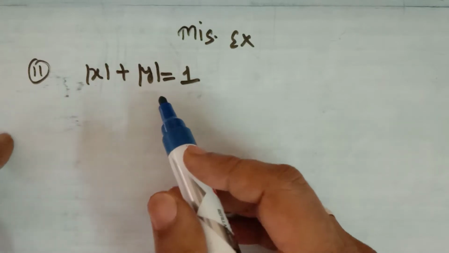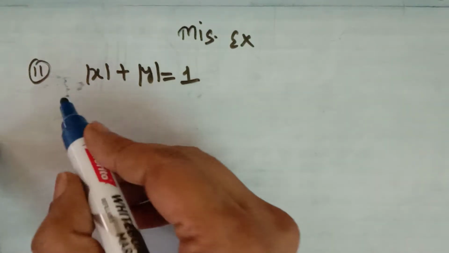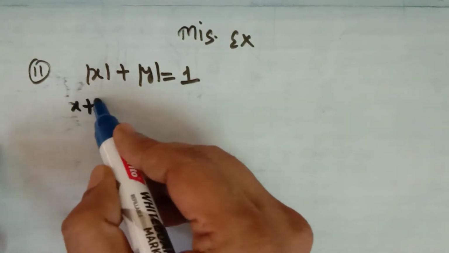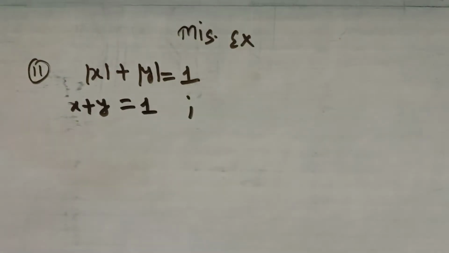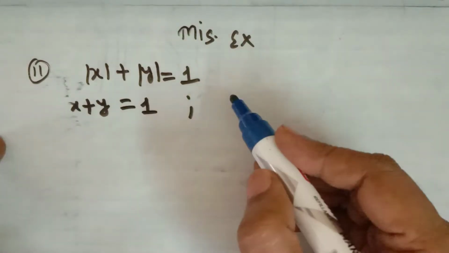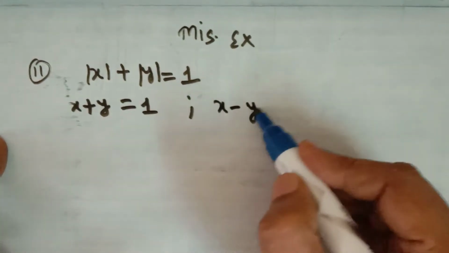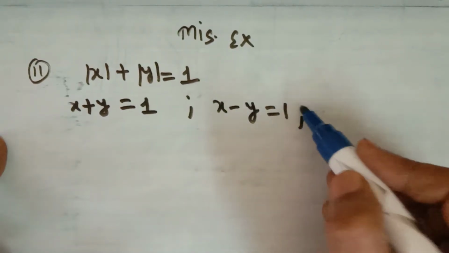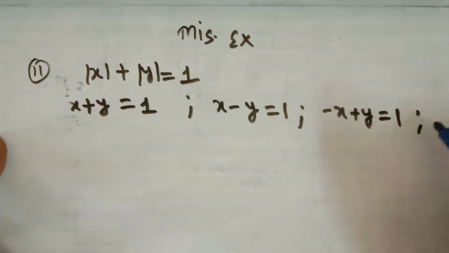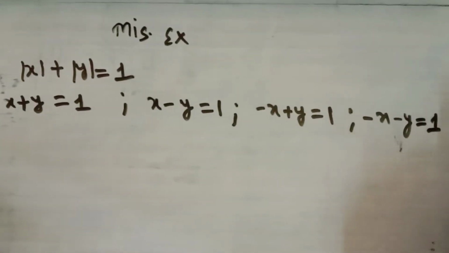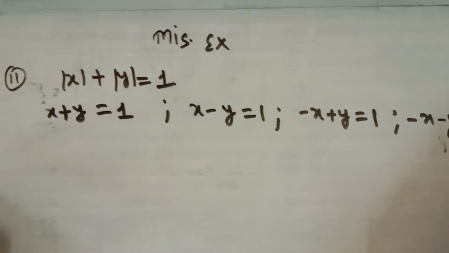Now, this mod x plus mod y equal to 1 can be written as x plus y is equal to 1, that is, when x and y both are positive; when y is negative; when x is negative; when both are negative. So, mod x plus mod y represents these four pairs of equations like this. Now, first of all, as usual, sketch the graph for it.